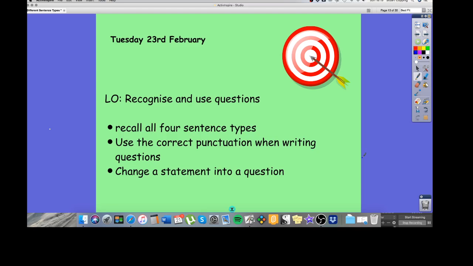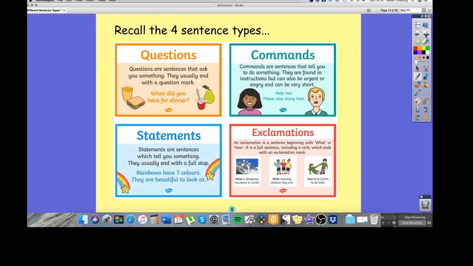And then we're going to see how we can change a statement that's a fact and put it as a question. And that's going to be our activity as well today for some of you. Okay, year 1s and year 2s, you will have a different activity today. So let's get going. First of all, here are our 4 different types.